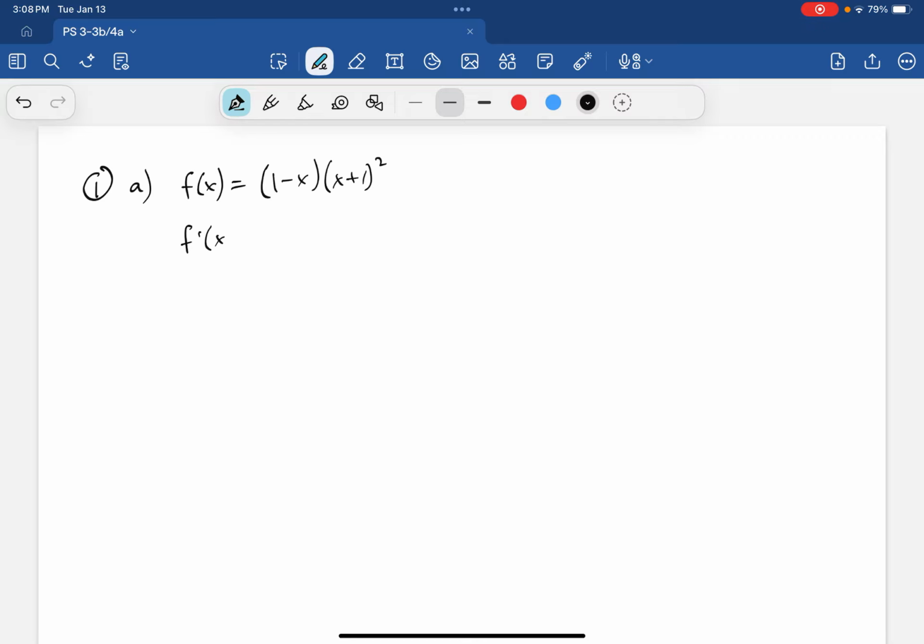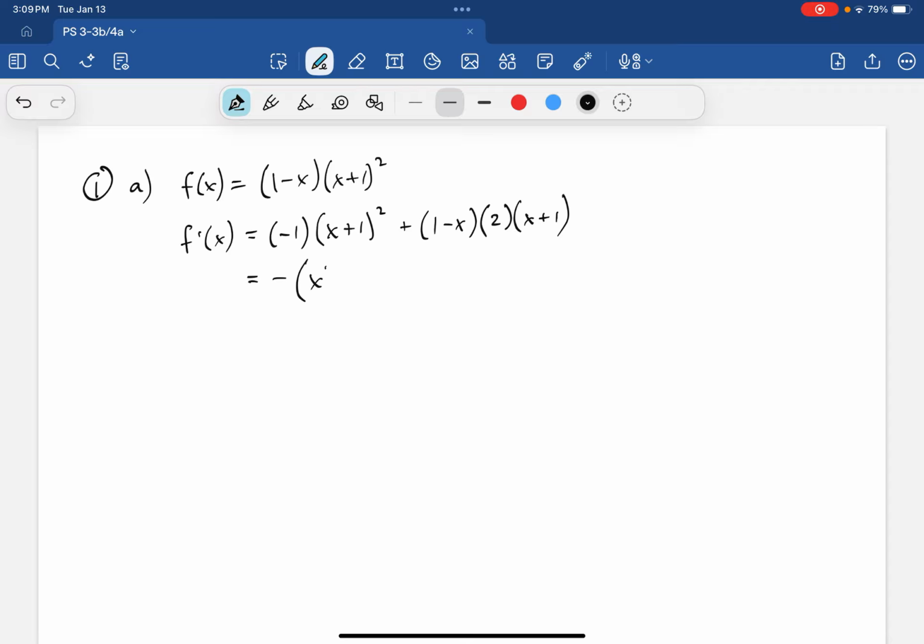So to take the derivative of this, we're going to have to use product rule. We have two factors here. We're going to take the derivative of the first factor and then leave the second factor alone. The derivative of the first factor is -1, so that'll be -1 times (x plus 1) squared, plus 1 minus x. And we're going to use chain rule on the derivative of (x plus 1) squared. So it's 1 minus x times 2 times (x plus 1).